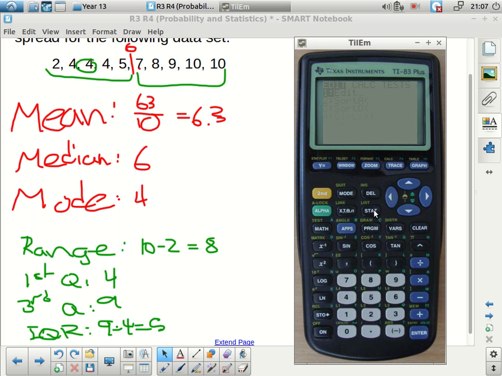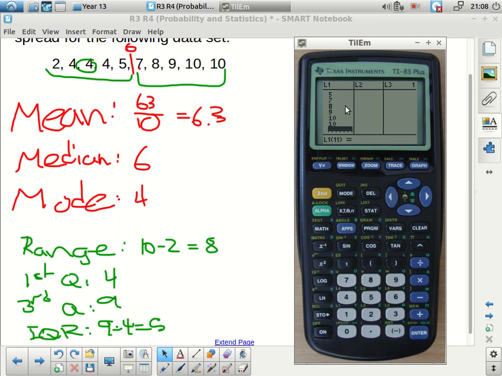Okay, so now we're going to press the stat button, and we're going to go to option 1 for edit, and just fill in our numbers. So I have 2, 4, 4, 4, 5, 7.